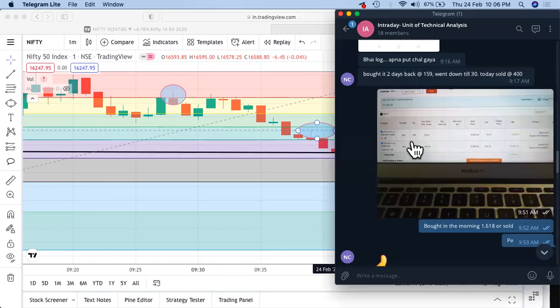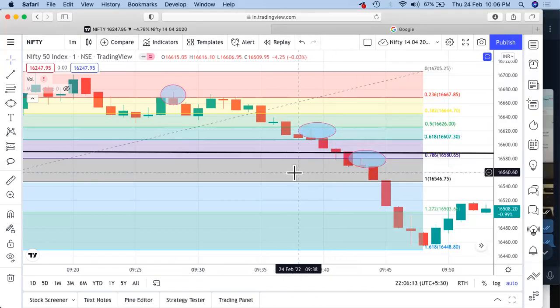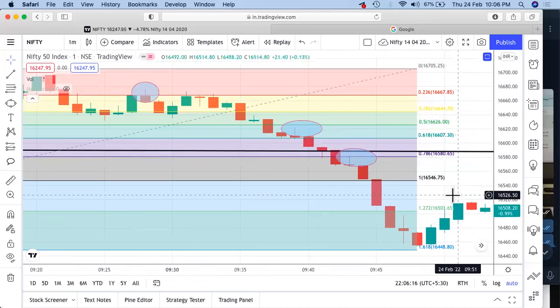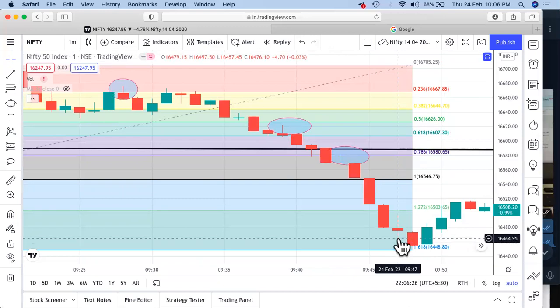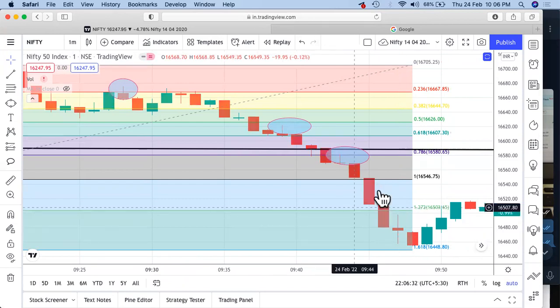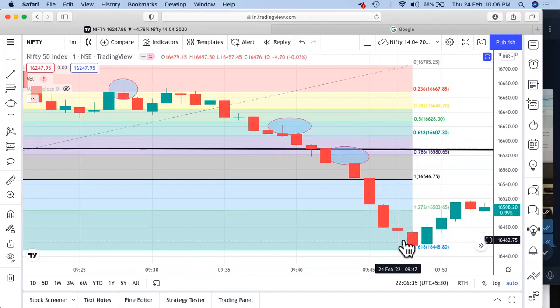So it went down from there, and to exit my trade, as soon as it starts reaching the 0.236 level, I don't wait for that moment to happen. As it goes down, when it started coming up from here, I exited my trade. Simple as that.